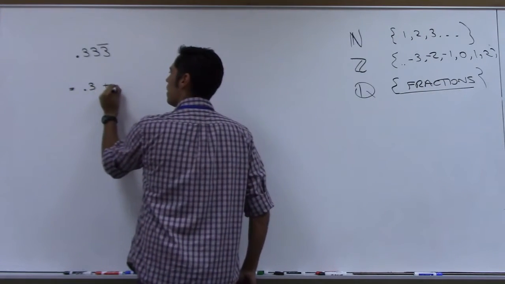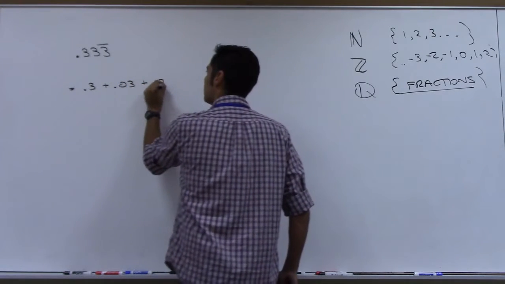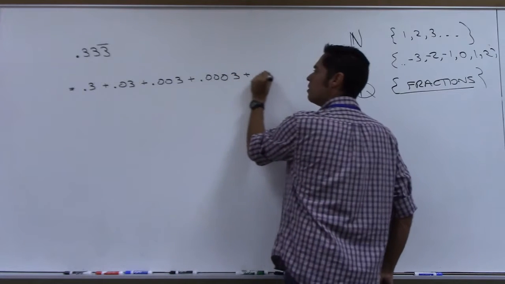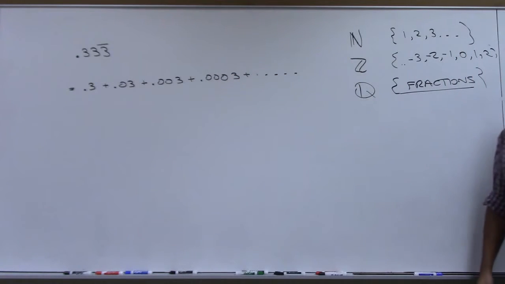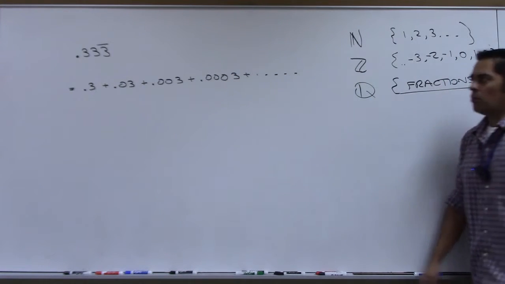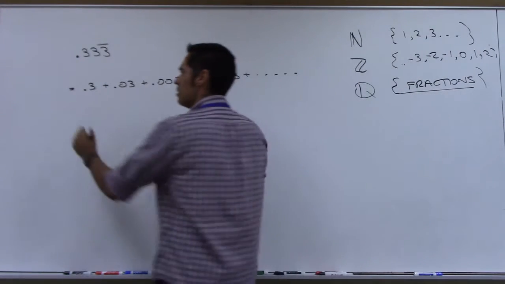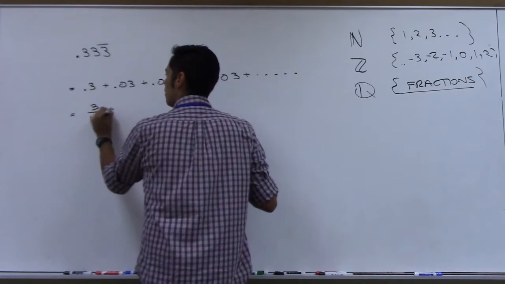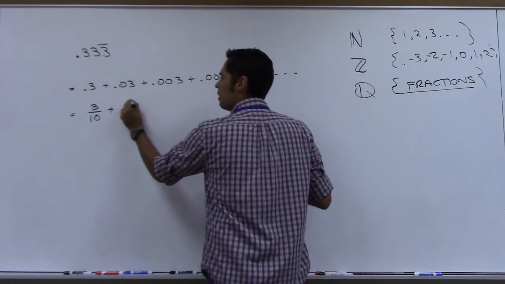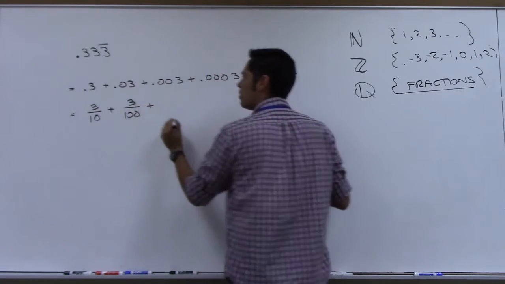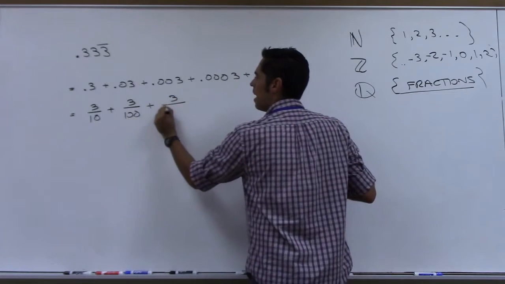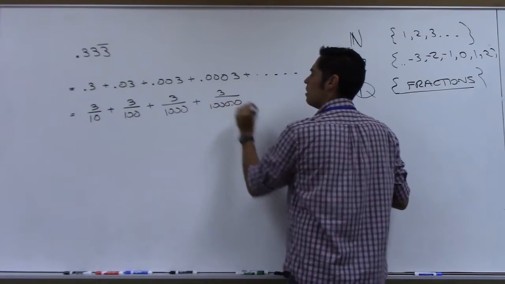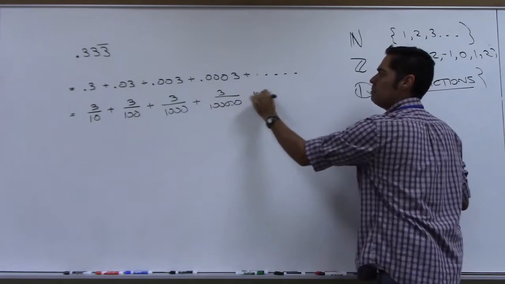0.3 plus 0.03 plus 0.003 plus 0.0003. Do you agree with this? That's what that is? What's 0.3 written as a fraction? 3/10. What's 0.03? 3/100. What's 0.003? 3/1000. 3/10,000. Yes? Continue.